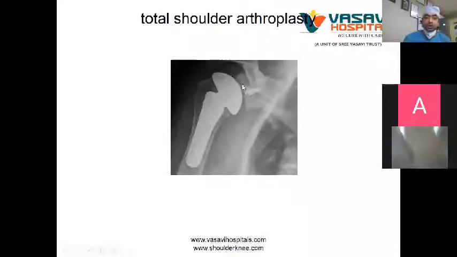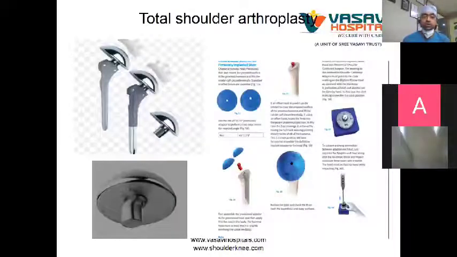So a lot of us are not very familiar with total shoulders. So I thought I'll dissect out and show you the components of a total shoulder. This is the glenoid component, obviously. This particular design has pegs which go and fix onto the glenoid. This is the humeral head, which is a metal bearing. So this is a metal on a poly bearing. And then this is the stem which goes into the humeral canal.